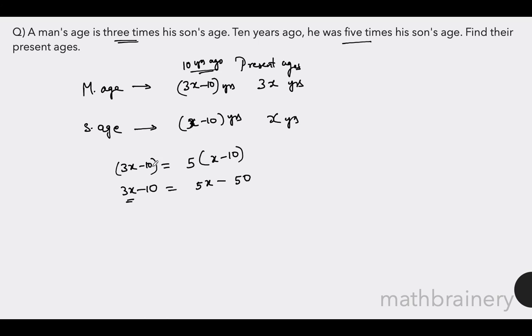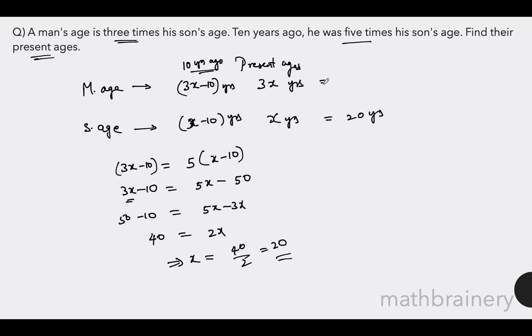Let's transpose 3x to the right hand side and negative 50 to the left hand side. You get 50 minus 10 is equal to 5x minus 3x. That means 40 is equal to 2x. So what is x now? X must be 40 by 2, which is 20. You understand? So when x is 20 years, that means son's age will be 20 years and man's age will be 3 times 20, which is 60 years. So the present ages of son and the man are 20 years and 60 years.